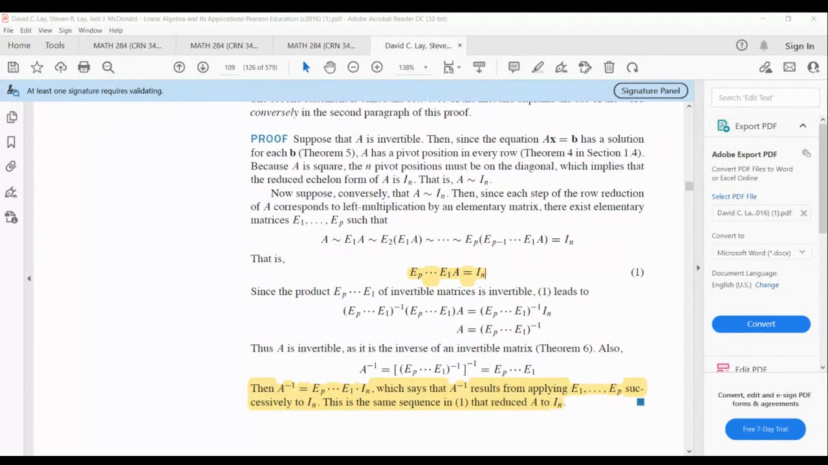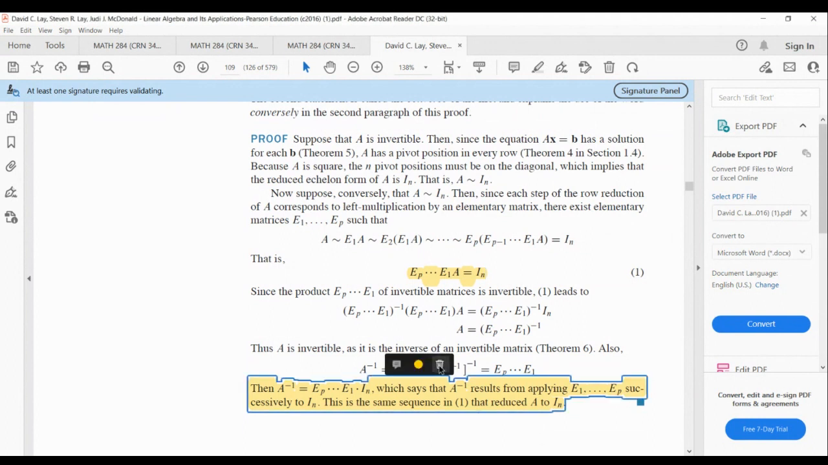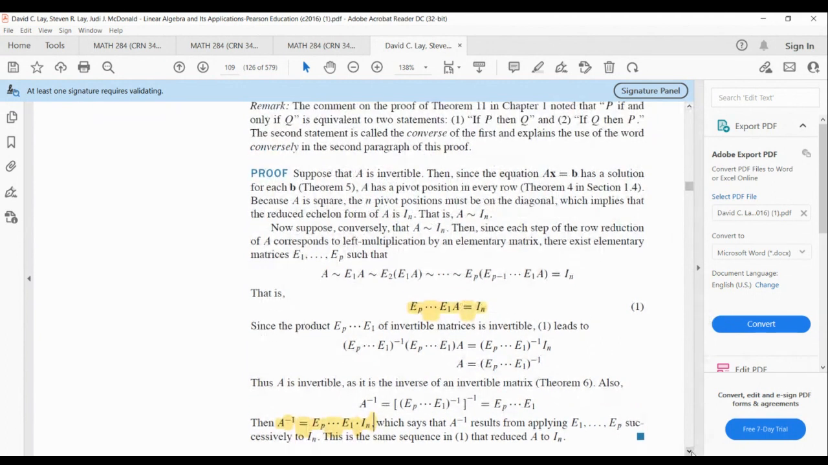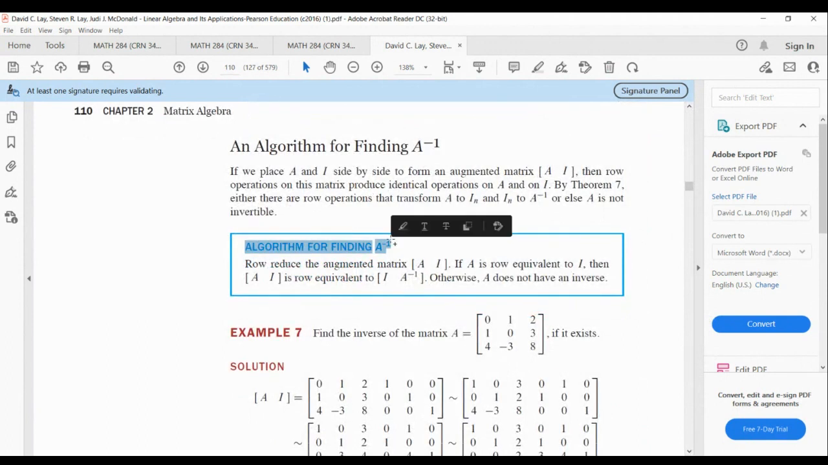It turns out at the bottom there in the highlighted part that the inverse of the matrix A can be found by doing those same row operations to the identity matrix. And that proves the algorithm that we learned for finding an inverse. It proves the theorem above, and it justifies the algorithm for finding the inverse.